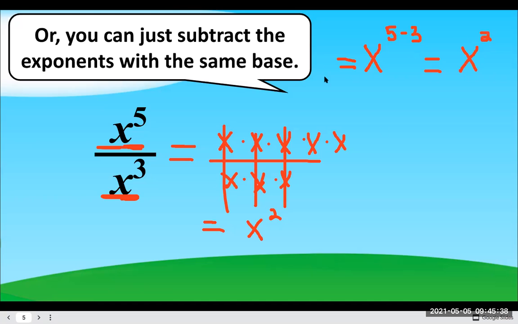So this takes longer, but some people like doing that for visual purposes. This is better for them. But if you can memorize the rule that says if the bases are the same, the variables or the letters, the big number or the big letter, then you can just subtract the top power minus the bottom power.